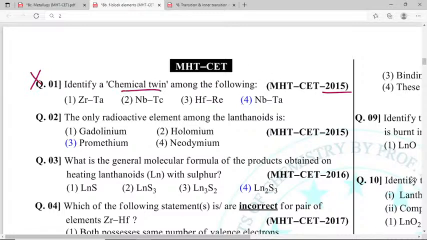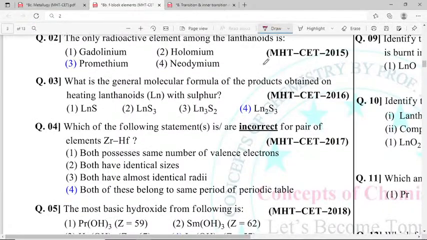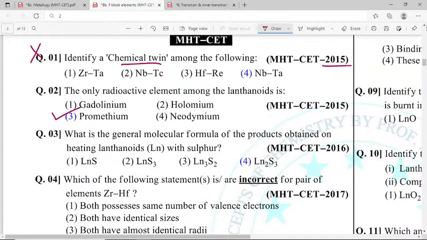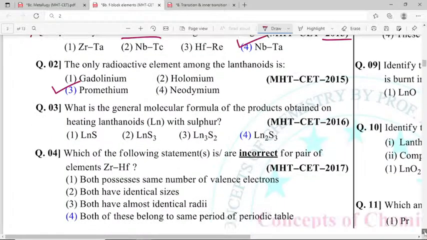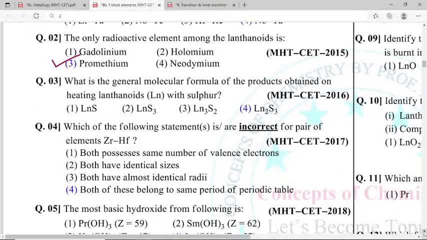The only radioactive element among the lanthanoid is promethium. If you want to do this, it is in NCERT. Niobium and tantalum, okay. The only radioactive element among the lanthanide is promethium. Promethium is the radioactive element, atomic number 61.